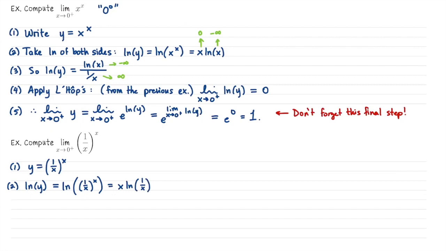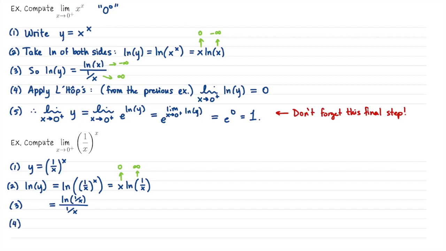Now, as x goes to 0 from the right, 1 over x goes to infinity. So natural log of 1 over x grows to infinity. So now I just want to convert that and say that natural log of y is going to be, and again, I want to take the reciprocal of the easier, simpler function, that's the first one, x. So let's write this as natural log of 1 over x all over 1 over x.